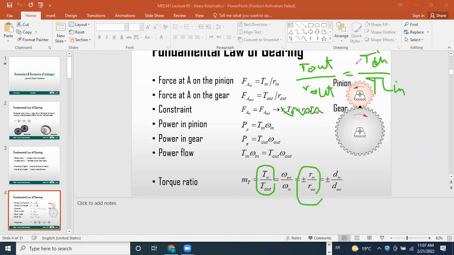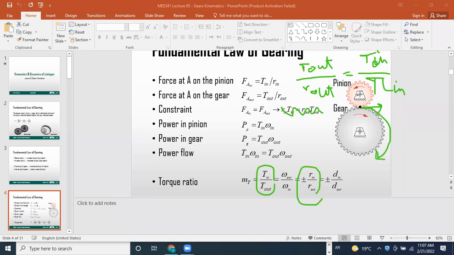Now, this is if we talk about magnitudes. If we talk about directions, as we can see, these torques have opposite direction, because the forces, as we said, are opposite. So the force transmitted by the pinion on the gear will create a torque in this direction.